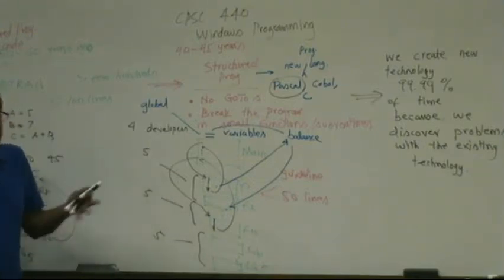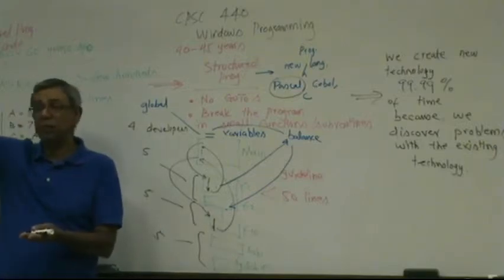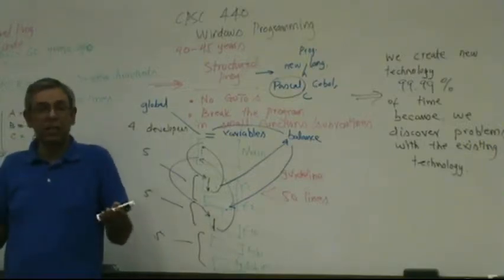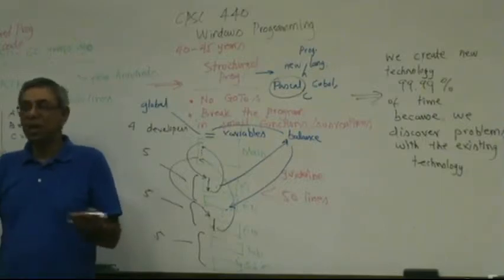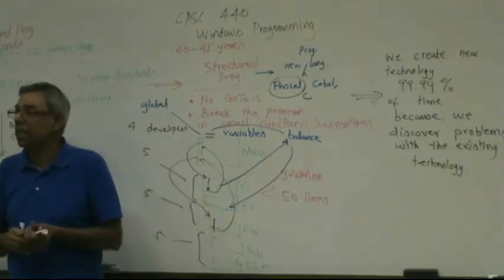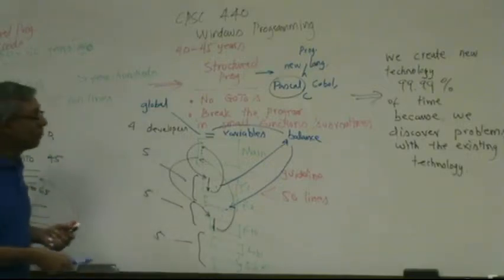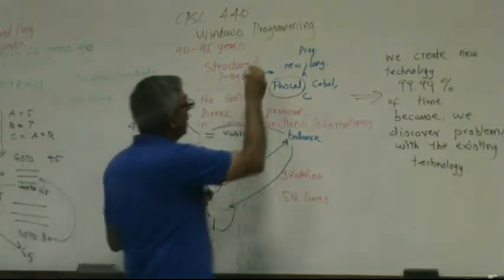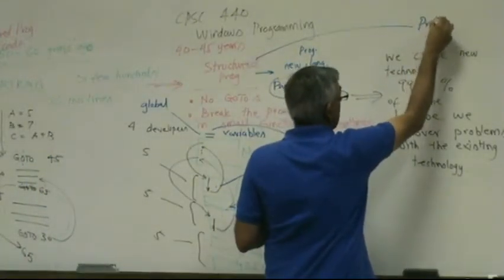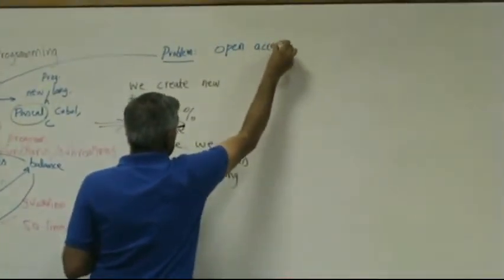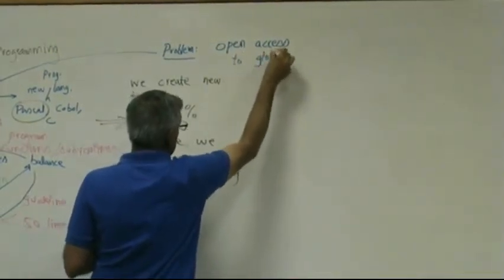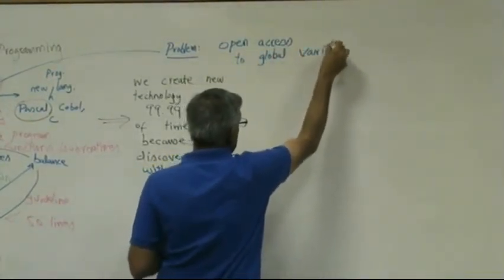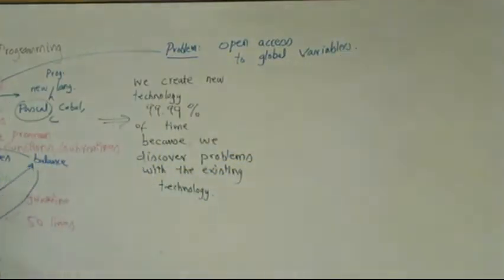Those types of problems are extremely difficult to debug, right? As you start writing larger and larger programs, if your program gives you a compiler error, it's very easy to fix. If your program is running but gives you a wrong answer, now it's a difficult thing to fix, right? So the problem with this technology, with structured programming, is open access to global variables. Any function can go read the variable, any function can modify this variable.